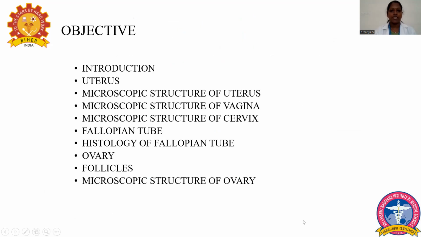Let's move on to the objective of this topic. It deals with the introduction about the female reproductive system and in detail about the uterus, the microscopic structure of the uterus, vagina, cervix, and also going to deal with the fallopian tube, the histology of the fallopian tube. What about the ovary? What are the follicles related with the ovary? And finally, the microscopic structure of the ovary.